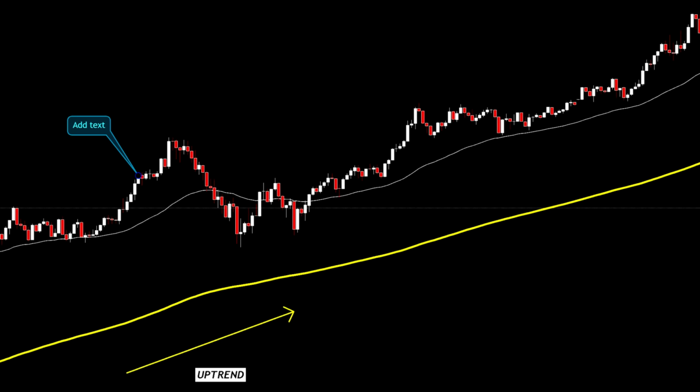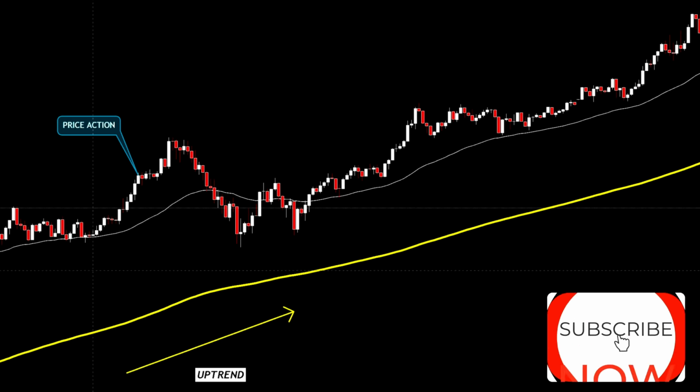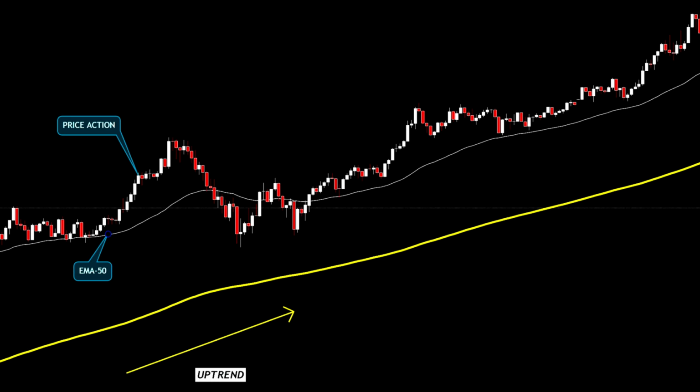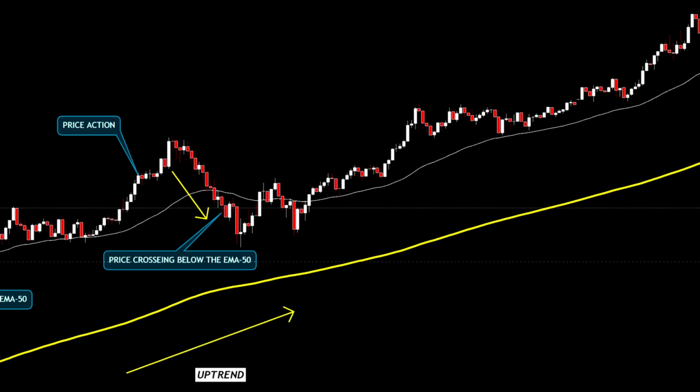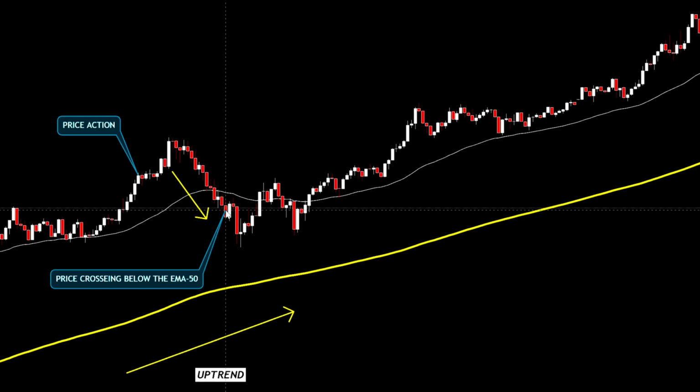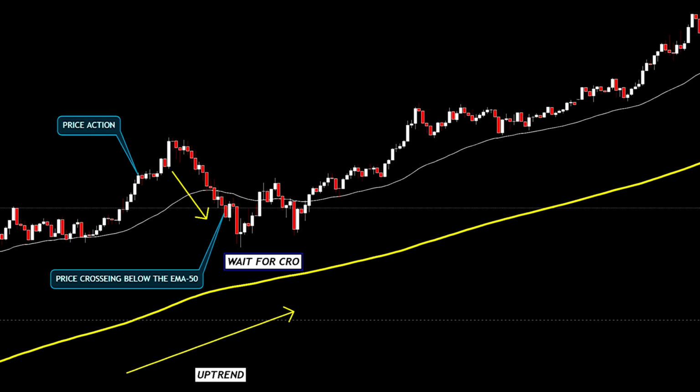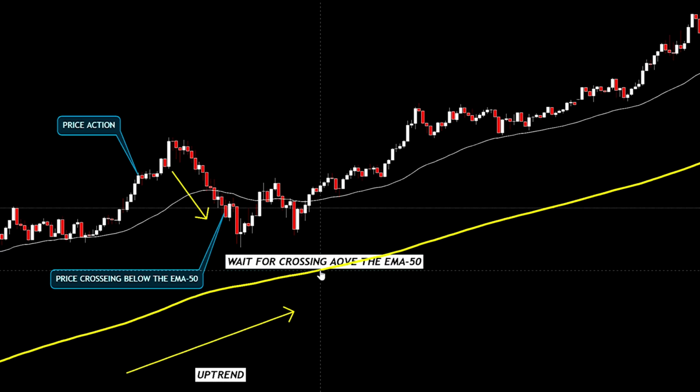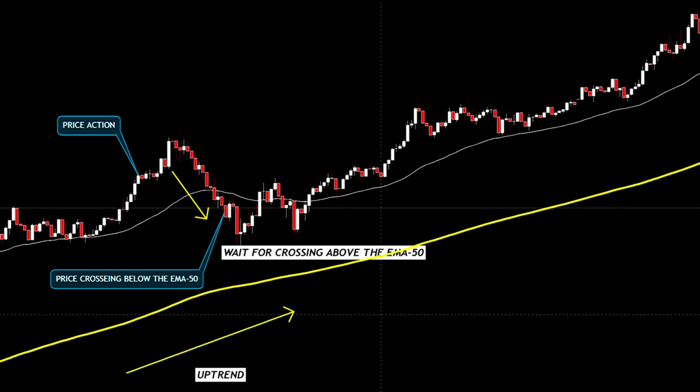Price is in an uptrend. It dips below the 50 EMA. It looks like it's breaking down. You might think about going short. And then the market reverses and rips higher, stopping you out.